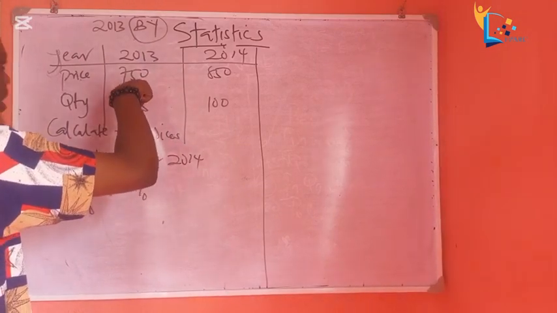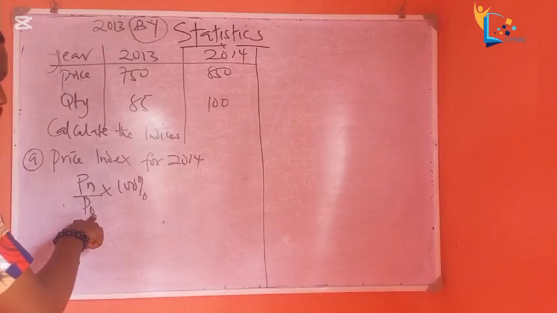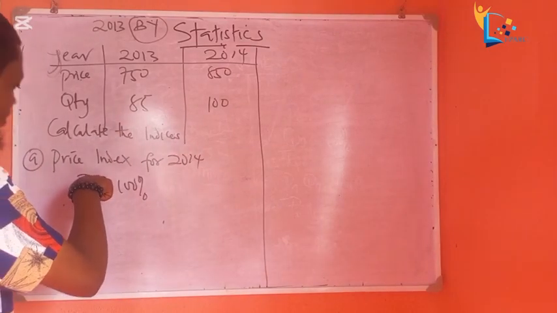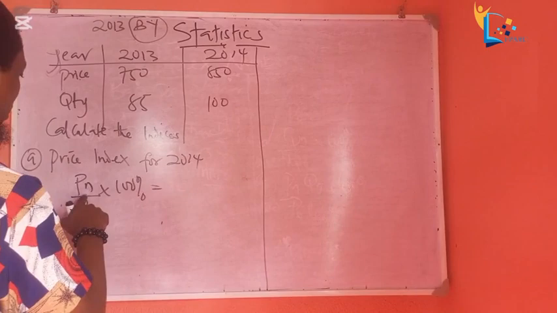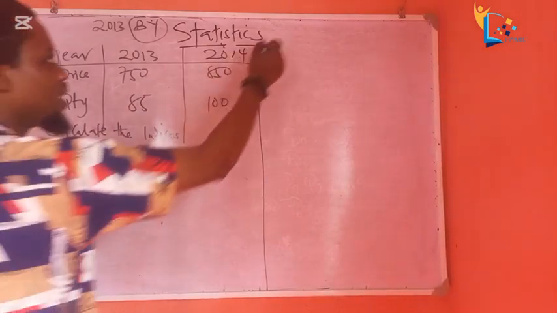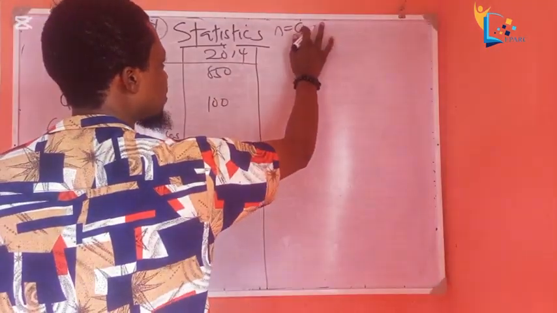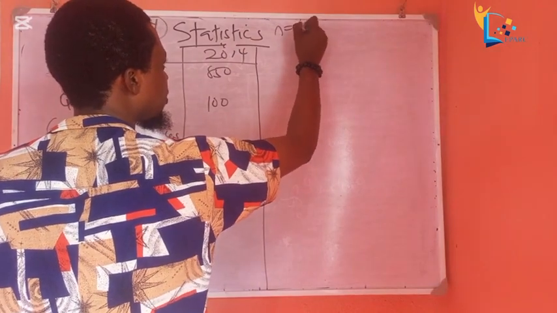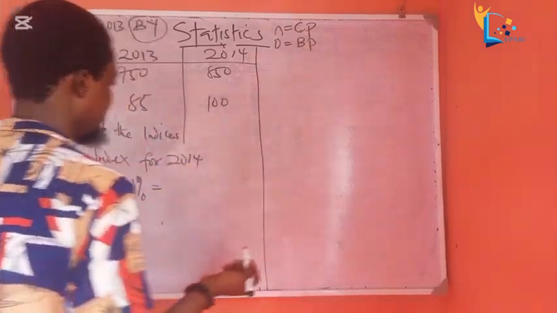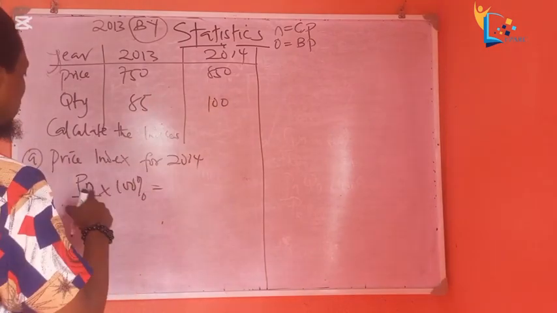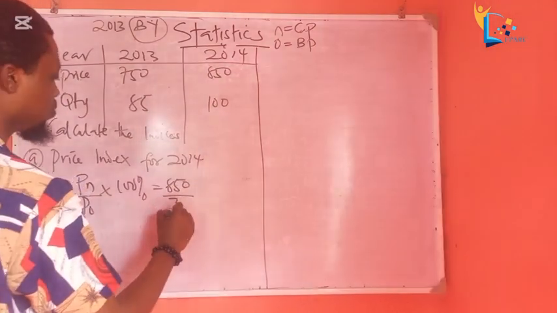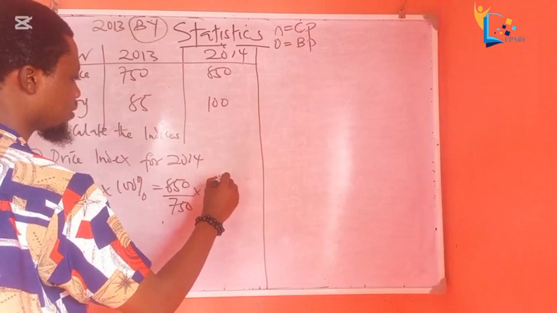So for the price, 750 is our what? PO. While 850 is our what? PN. Are we together? Okay, so we have PN, which is the current price. Remember, N is equal to current period, sorry, or current year, while O is the base period or base year. Okay, so PN here is what? 850 all over PO here is 750 times 100%.